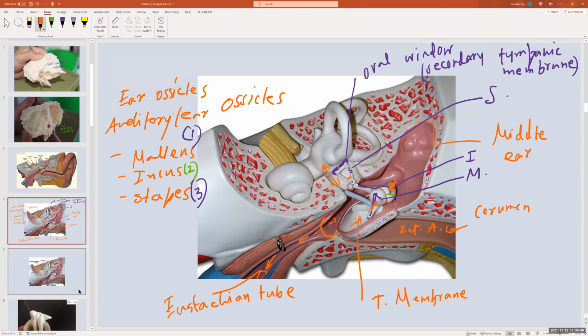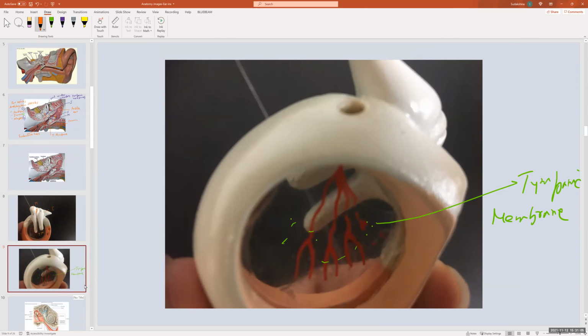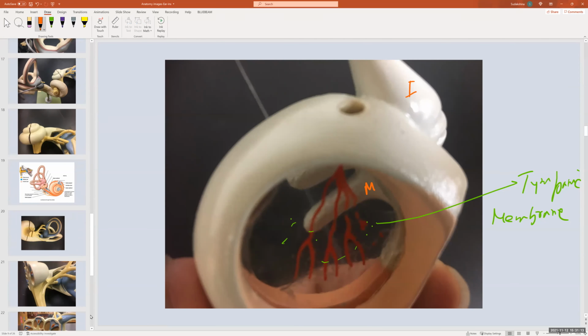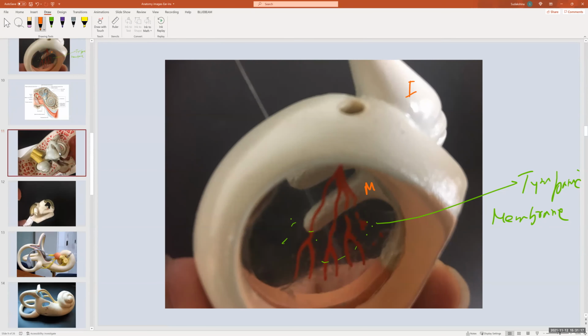Now the inner part. Let's take a look at actually here. You can see the malleus, the incus. So this is the tympanic membrane. That's the malleus. That's the incus. Notice how these two are actually connected. Tympanic membrane with part of malleus, incus. Okay. Now comes the more complex part, the inner ear.